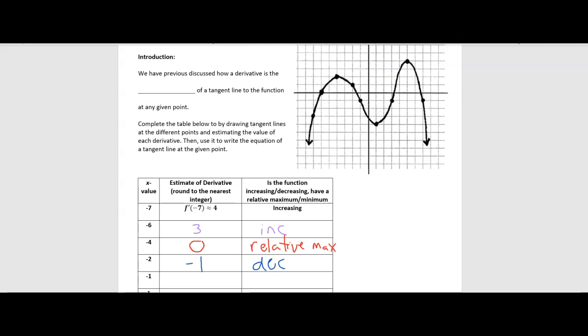And we'll do one more, the next one is at x equals 1 rather. Okay, and again we have this slope of 0. This time it's not a relative maximum though, because the function's coming down and then going up. So this would be a relative min.